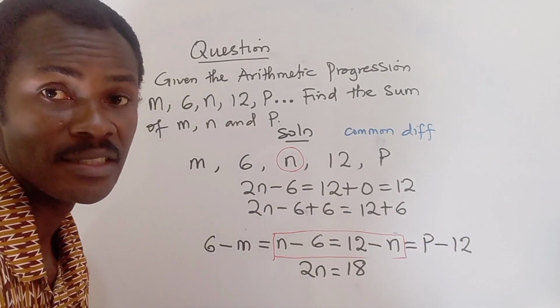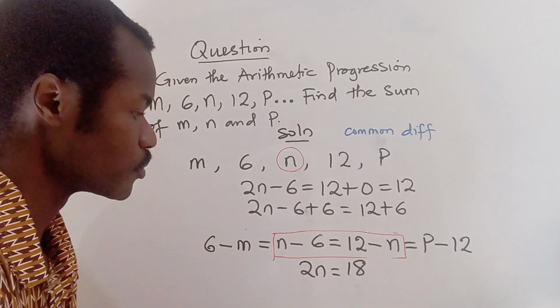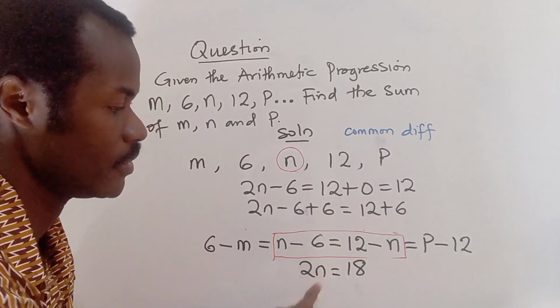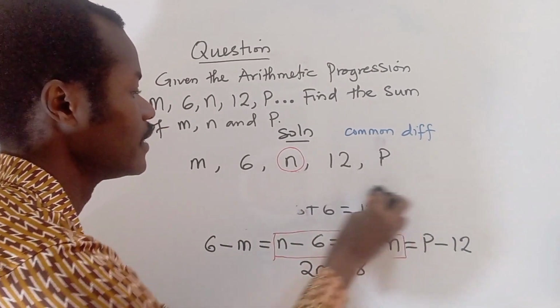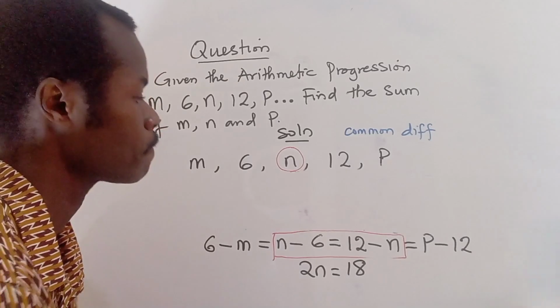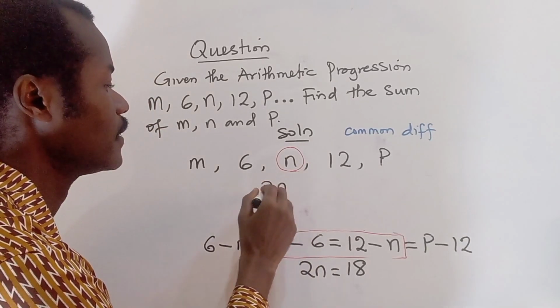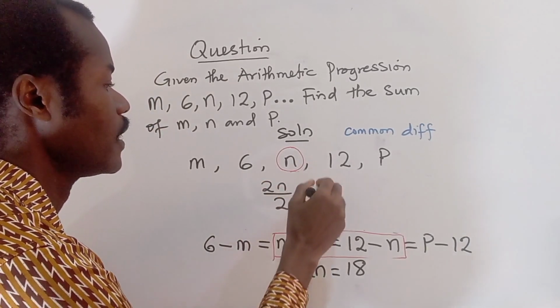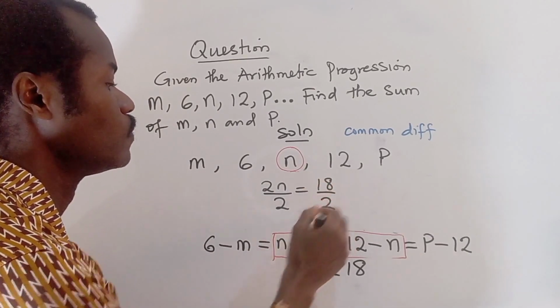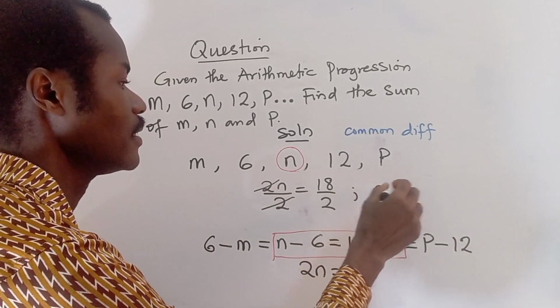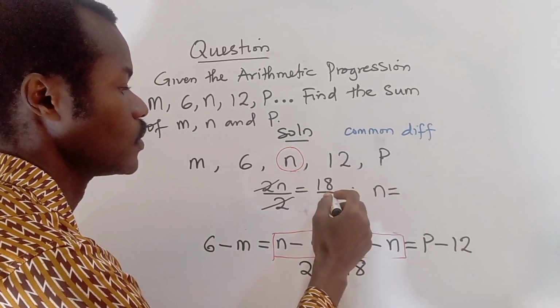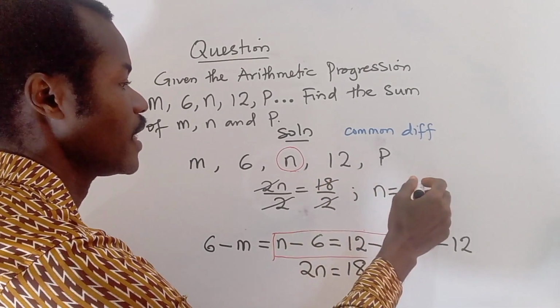Now from this, we can divide both sides by the coefficient of N to get the value of N. So 2N divided by 2 and 18 divided by 2. This cancels out, so we are left with N is equal to 18 divided by 2, which is 9.